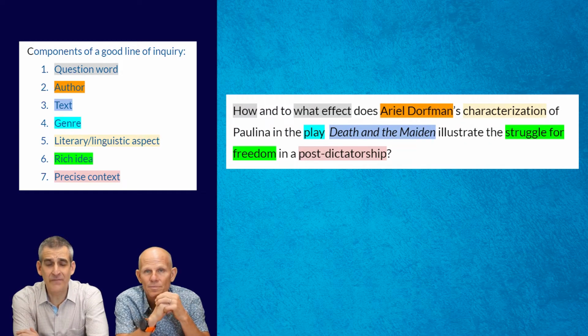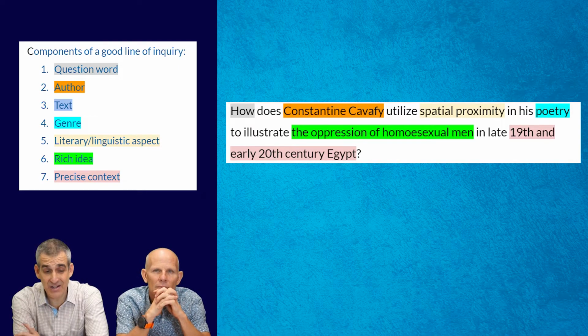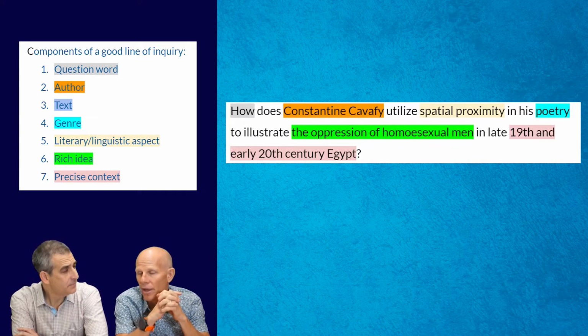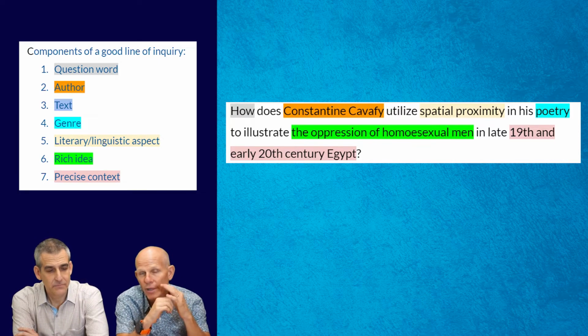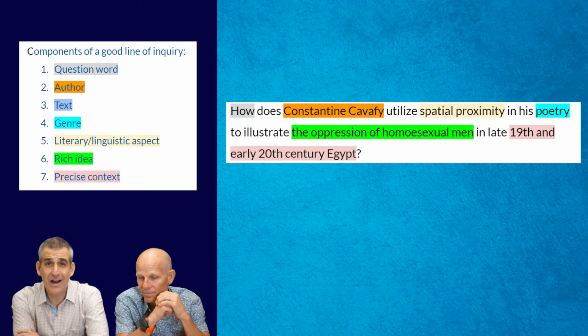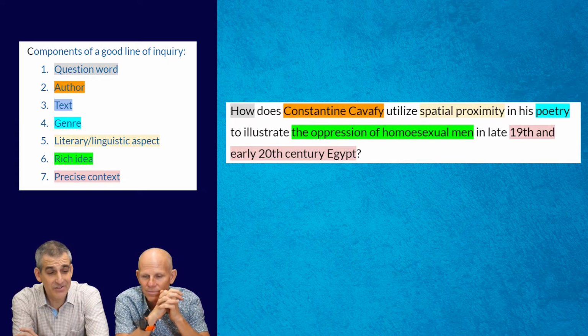Let's try the other one in another video we did, Giles. How does Konstantin Cavafy utilize spatial proximity in his poetry to illustrate the oppression of homosexual men in late 19th and early 20th century Egypt? Light it up. Wow, great specificity. I really like this one. Spatial proximity is a very interesting literary aspect. And again, it's dealing with a global issue, the oppression of homosexual men in the 20th century. And I think that's really interesting. Yeah, again, folks, the higher level essay must link a literary or linguistic aspect to a rich idea. So both of these lines of inquiry have accomplished that task.